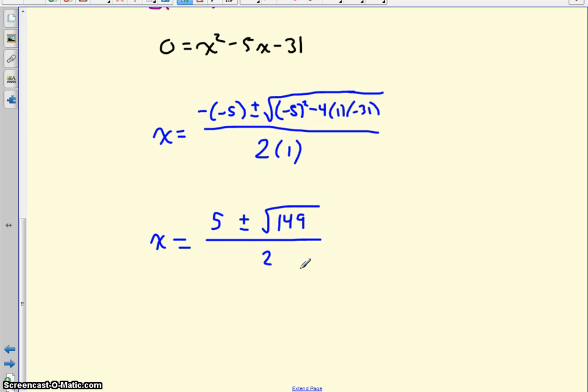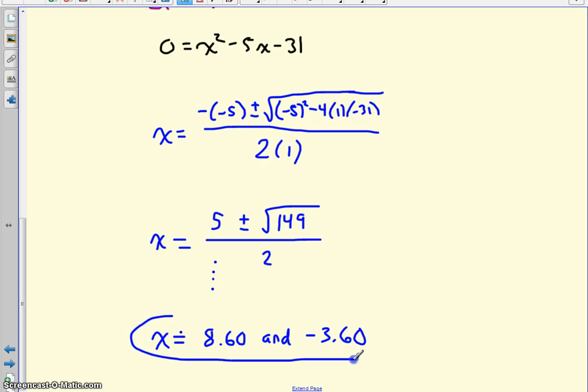Okay, so I get 5 plus or minus the square root of 149 over 2. Okay, and again, two possible answers from here. x is 5 plus root 149 all over 2, and x is 5 minus root 149 over 2. So I'm going to leave it to you to check to make sure you can get the right decimal answers. Or you can leave them exact on a test, that's fine as well. So you should get, if you're going to round to two decimal places, 8.60 and negative 3.60 as your final answers.